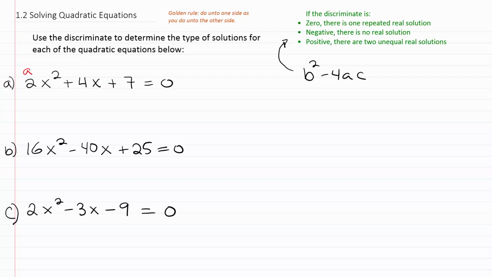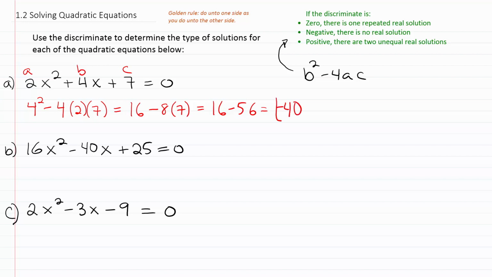So remember, this is your A coefficient, this is your B coefficient, this is your C coefficient, right? So the discriminant will be basically 4 squared minus 4 times the A term, which is 2, times the C term, which is 7. So when we work that out, we'll have 16 minus 8 times 7, or in other words, 16 minus 56. And of course, that's going to end up giving you negative 40. Because it's negative, we know that there's no real solutions, right? So no real solutions. Okay, let's look at the next example.